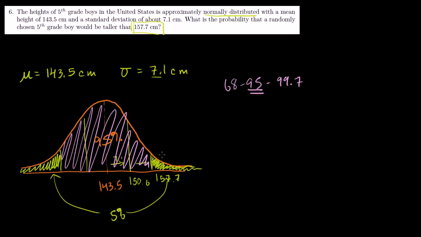And these are symmetrical. We've done this before. This is actually a little redundant from other problems we've done. But if these combined are 5%, and they're the same, then each of these is 2.5%. So the answer to the question, what is the probability that a randomly chosen 5th grade boy would be taller than 157.7 centimeters? Well, that's literally just the area under this magenta part that I'm coloring right now. And we just figured out it's 2.5%. So there's a 2.5% chance we'd randomly find a 5th grade boy who's taller than 157.7 centimeters, assuming this is the mean, this is the standard deviation, and we are dealing with a normal distribution.